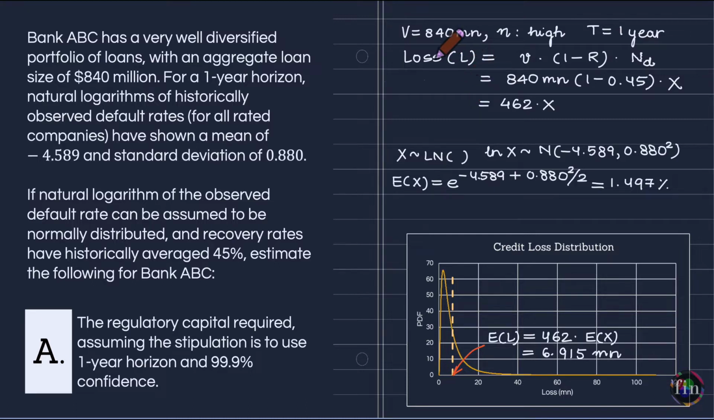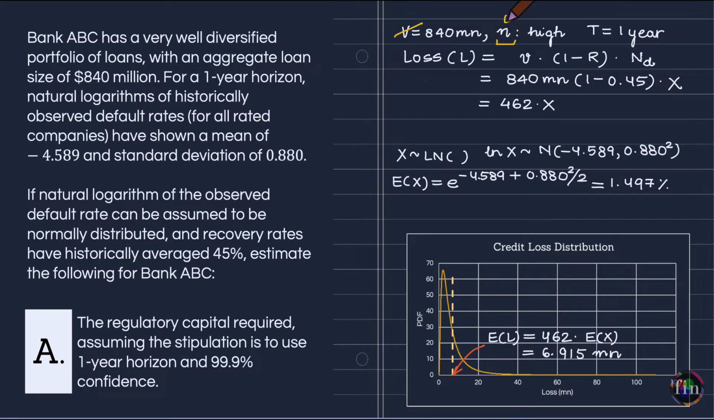Okay, so we are given that there is a bank ABC which has a very well diversified portfolio of loans. The aggregate loan size is given to us. It's $840 million. And because this loan portfolio is a very well diversified portfolio, we can assume that the granularity of this portfolio is actually quite high. High granularity essentially means that the number of borrowers to whom this entire sum of money of 840 million has been lent to is actually quite high.